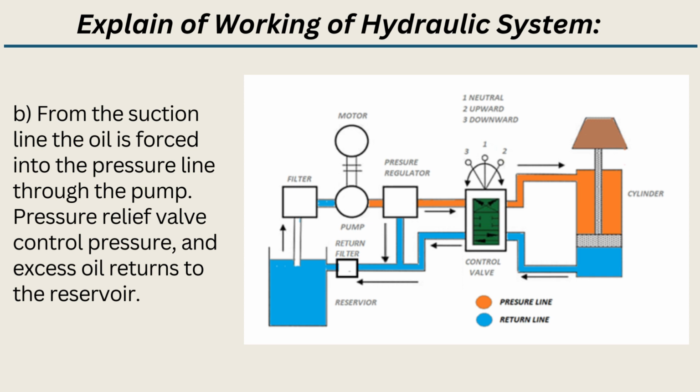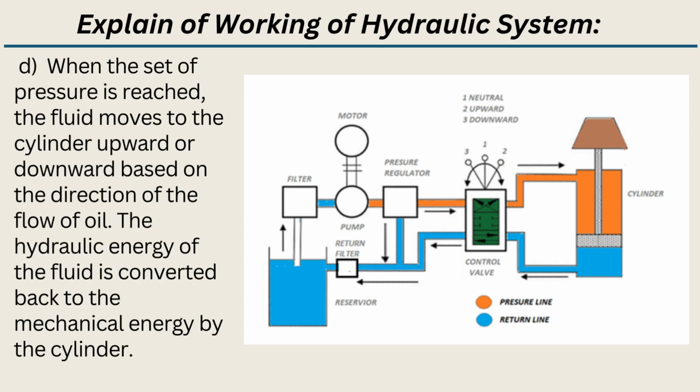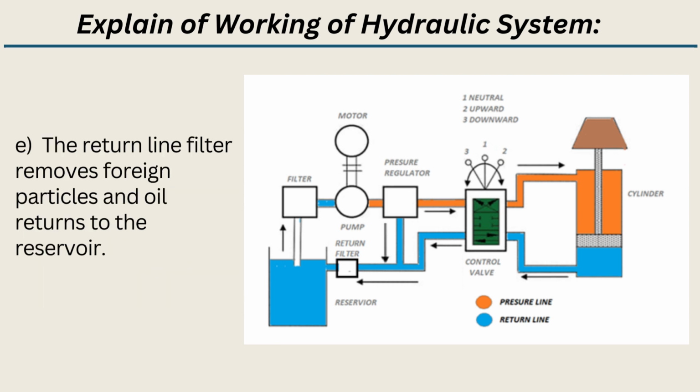Pressure relief valve controls pressure, and excess oil returns to the reservoir. C. The direction control valve controls the direction of flow of oil. D. When the set pressure is reached, the fluid moves to the cylinder upward or downward based on the direction of flow of oil. The hydraulic energy of the fluid is converted back to mechanical energy by the cylinder. E. The return line filter removes foreign particles and oil returns to the reservoir.